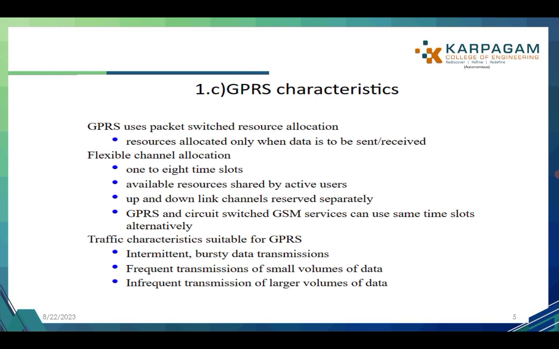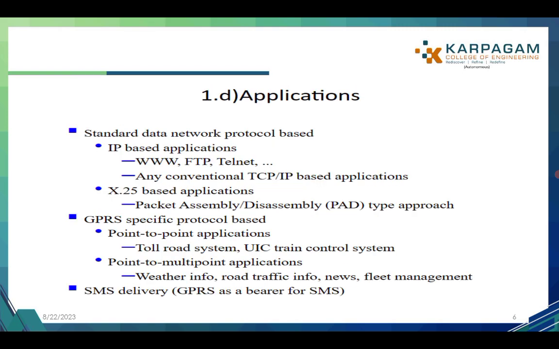The traffic characteristics suitable for GPRS are intermittent and bursty data transmissions, frequent transmissions of small volumes of data, and infrequent transmissions of larger volumes of data. So what are the applications we are using in the GPRS?